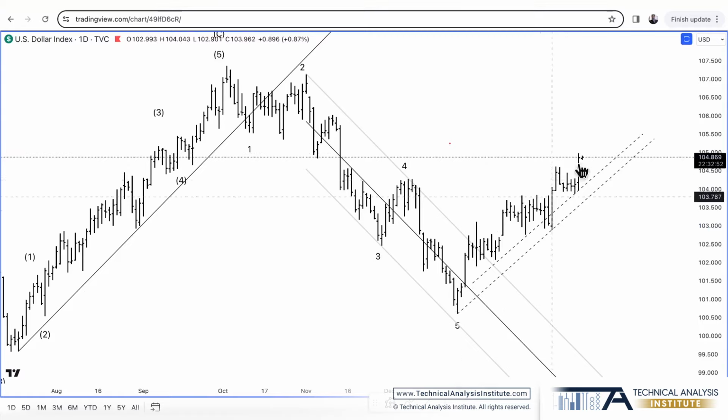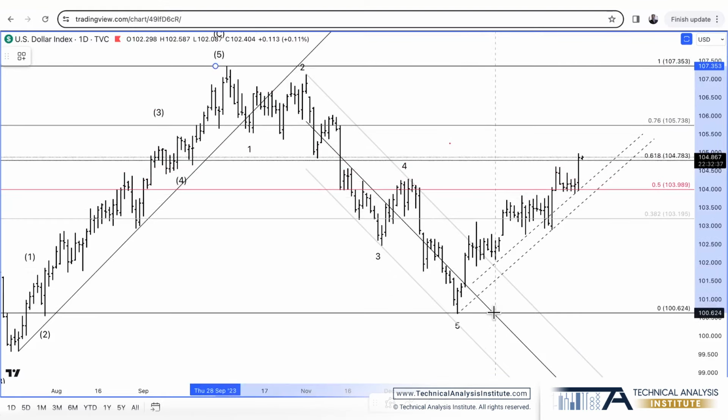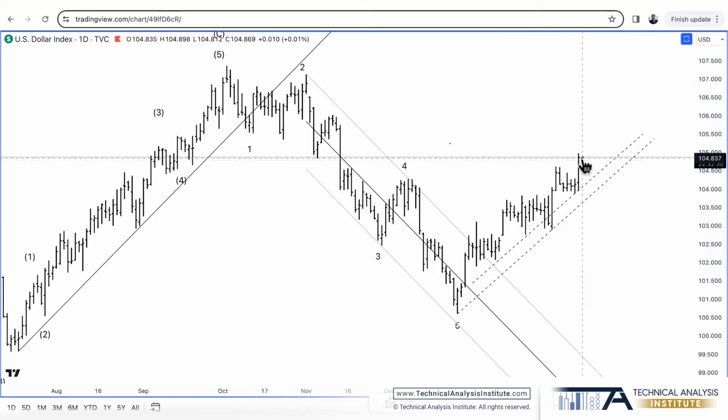Typically, this correction here, this second wave, tends to retrace 50 to 62% of the distance traveled by the previous wave. And in this case, we can measure that, and you can see that if we measure a Fibonacci retracement from here, the prices are exactly at a 62% retracement. That means that we are at a place where the ABC may be about to finish.